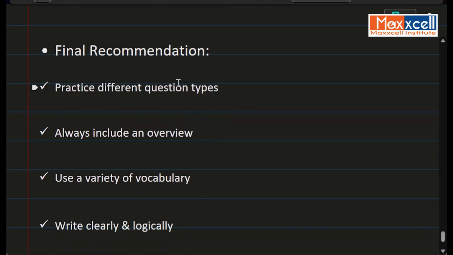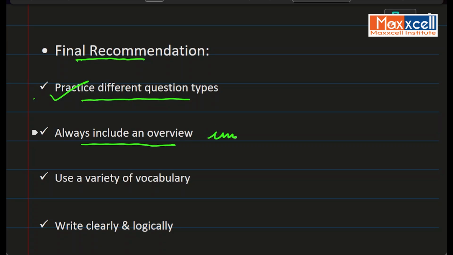So final recommendations. Just take-away tips which I can tell you when you are attempting writing task 1 is to practice different question types. So this will definitely help you. If you practice with a very large variety of questions, it will be much easier for you to attempt task 1. Okay, second is always include an overview.